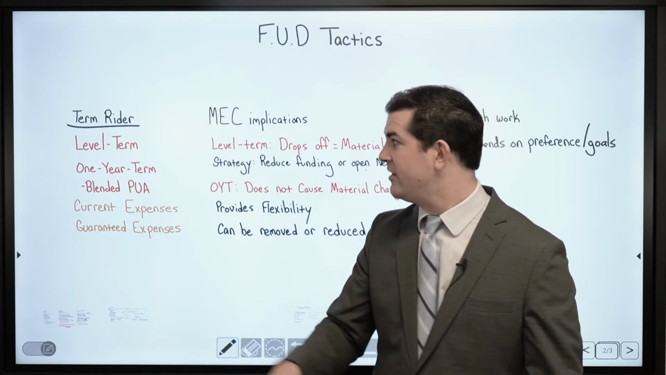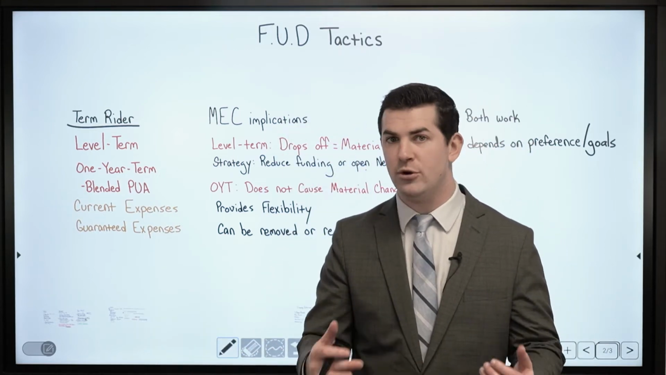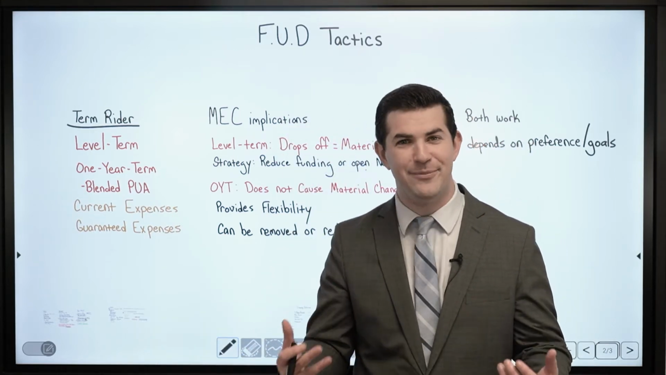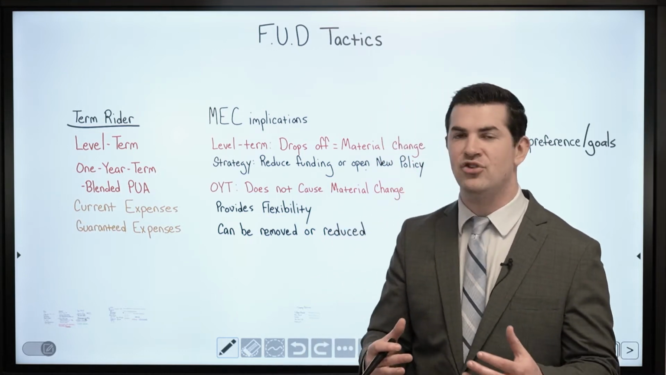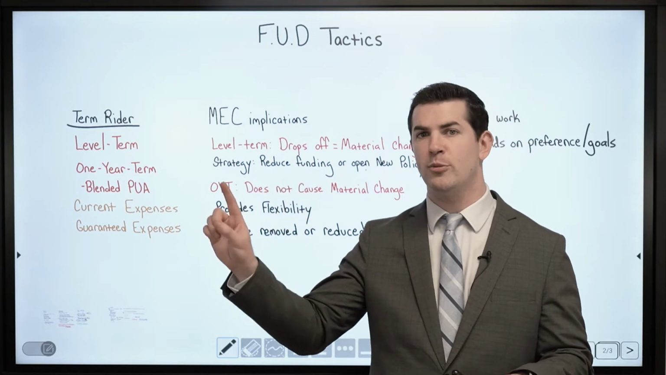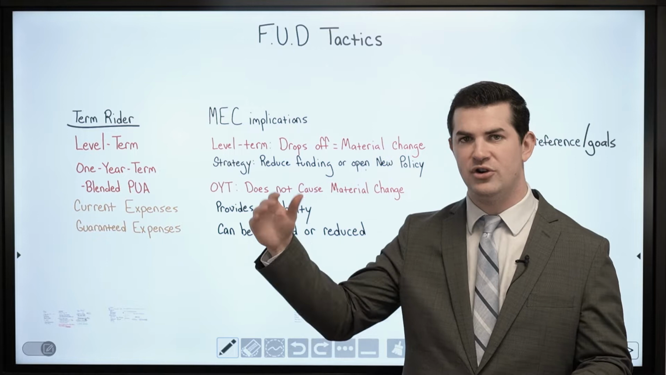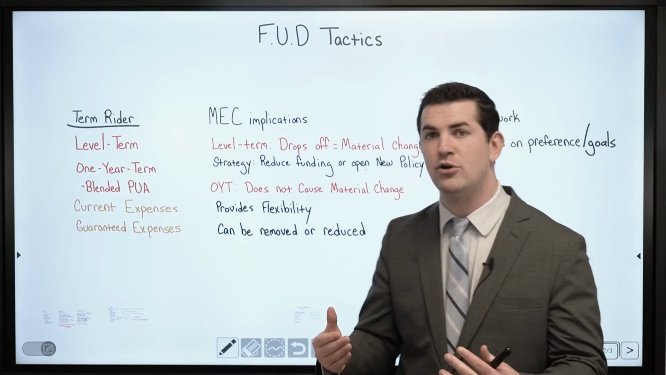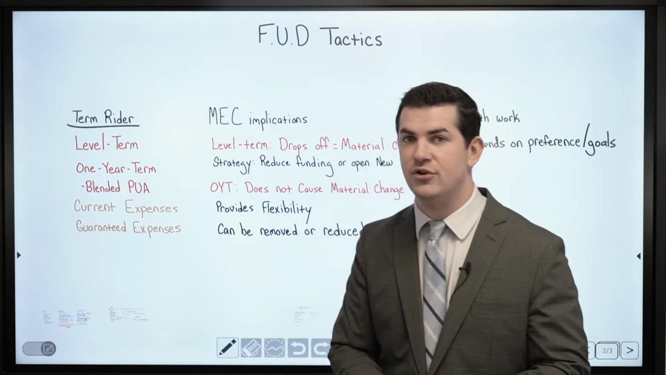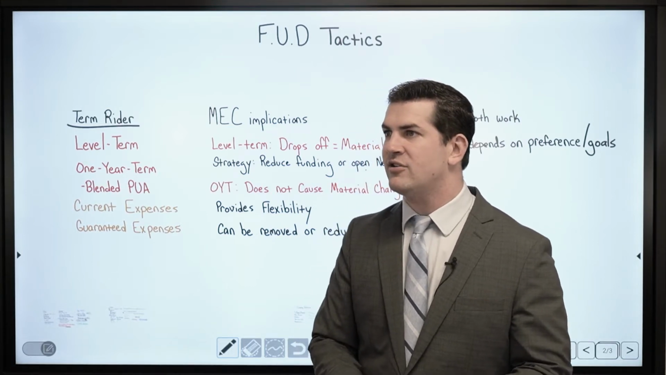That is one type. The second type, which I am a huge fan of, is the 1-year term rider, and this is a blended PUA rider. This is a combination of money going towards a 1-year annual renewable term insurance rider, and the rest of my money goes toward the PUA rider, which accelerates my cash value and also purchases me more whole life insurance death benefit.